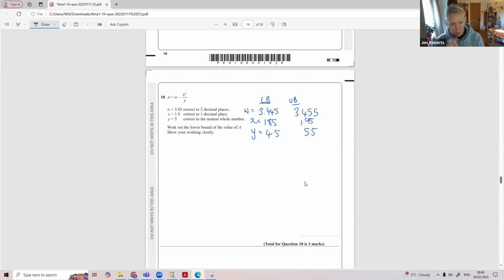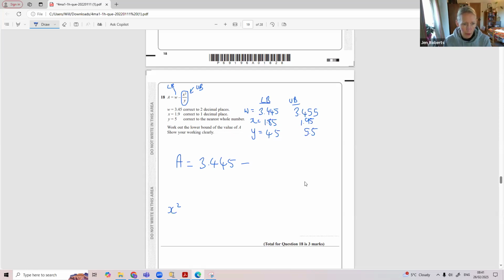Right now, what is a lower bound for a difference? The final step would be a difference here, like W take away this. To get a lower bound by doing a difference, you need the lower bound for this, subtract the upper bound for this, don't you? So I know I'm definitely going to need my lower bound for W, which is 3.445. But I need an upper bound for this. How do you get an upper bound for a division?